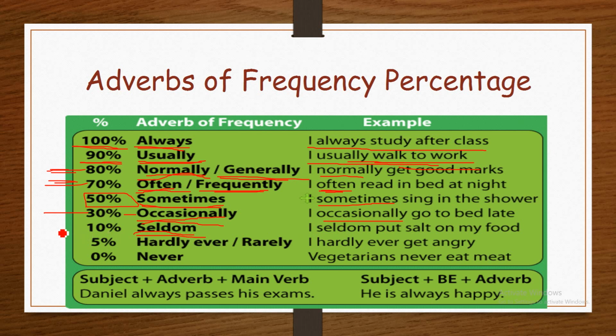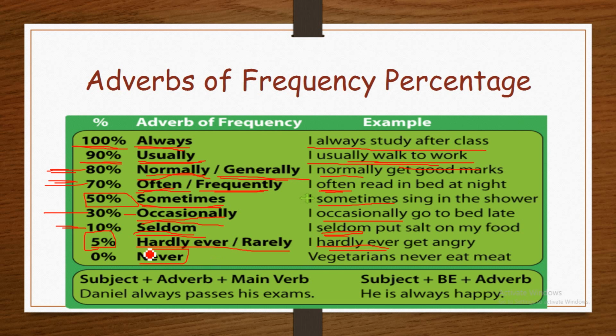Seldom is 10%. For example, I seldom put salt on my food. It means I 10% put salt on my food. Hardly ever and rarely have the same meaning, and it is 5%. For example, I rarely get angry. I 5% get angry. I hardly ever get angry.